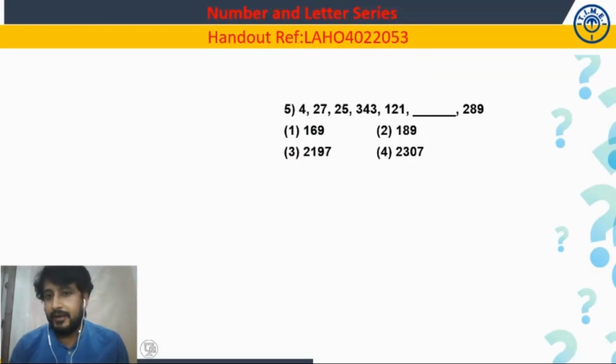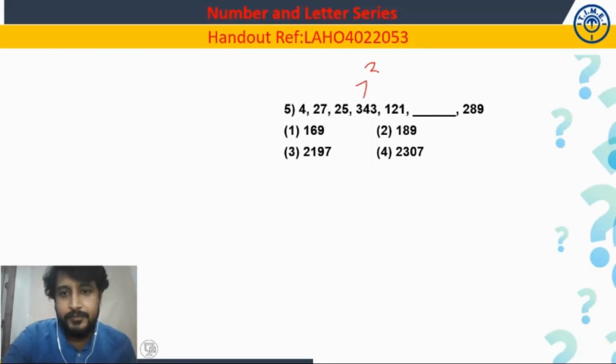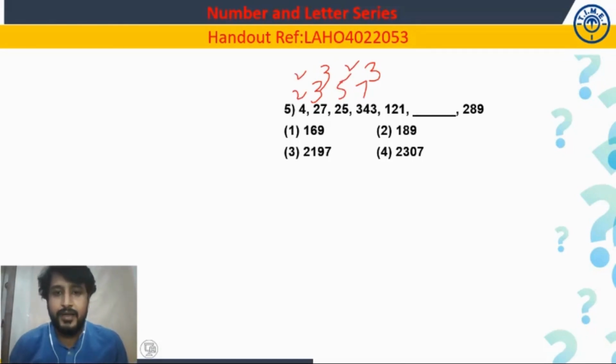4, 27, 25, 343, 121, blank, 289. Can you recognize these numbers? Just now we discussed 343 as 7 cube, 27 as 3 cube. In the previous question we discussed, and we know that 25 is 5 square, and 4 is 2 square. Now observe the pattern: 2 square, 3 cube, 5 square, 7 cube, 2 3 5 7.